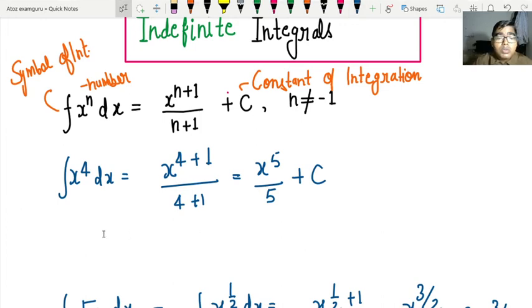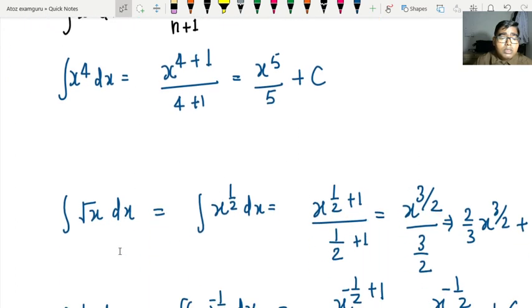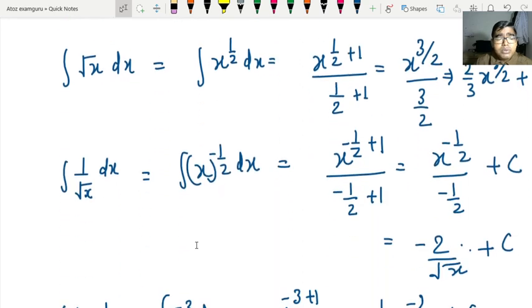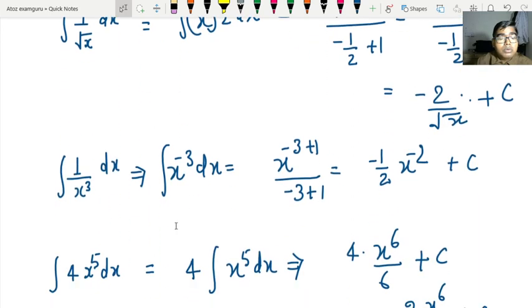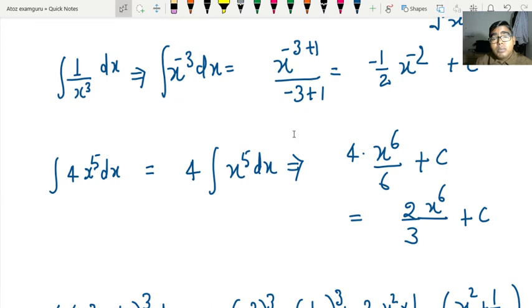So, all the questions of this session are based on only this formula. Right, friends? X to the power 4, simply you can do this. Similarly, it is root x, you can remove the root and express it as the power of 1 by 2. Similarly, it is 1 upon root x, express this as x to the power minus 1 by 2. And similarly, it is 1 by x cube. So take it to the numerator, its power becomes minus 3, and simply you can apply the above formula. If it is multiplied by a constant, take the constant outside and then apply the same formula.